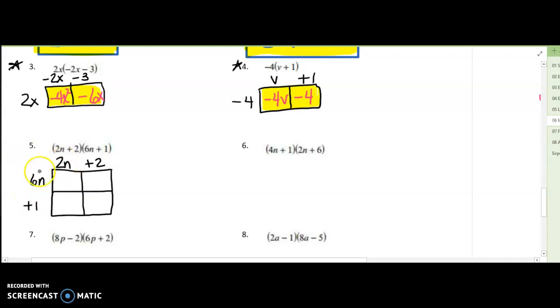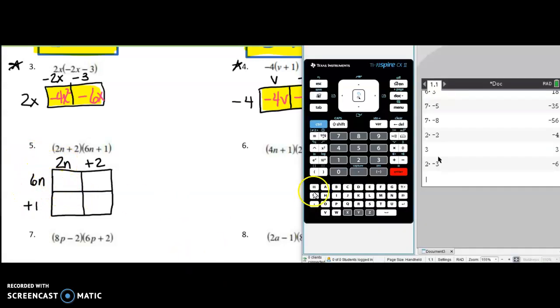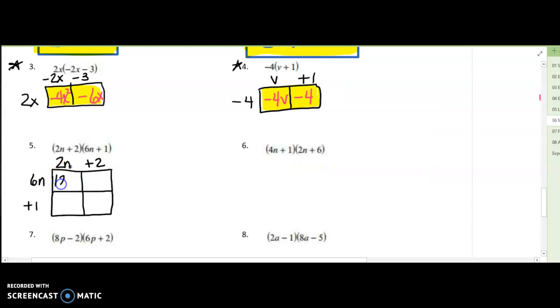Okay, so I have 2 times 6. 2 times 6 is 12. So this would be 12. n times n is n squared. And then that's just 12n. All right, then I have 2n times 1. Anything times 1 is itself, so this is just 2n. And then 2 times 1 is just itself, so that's just a 2.